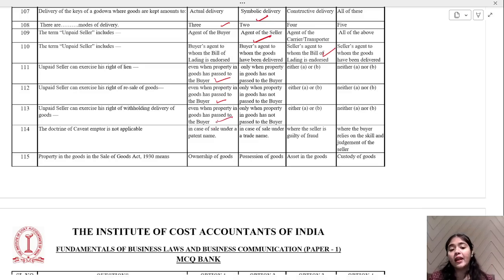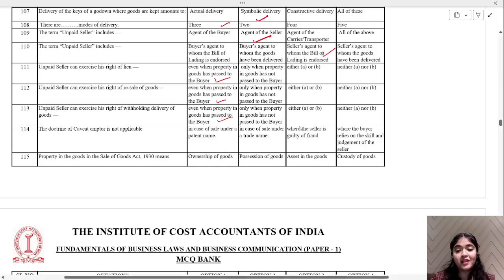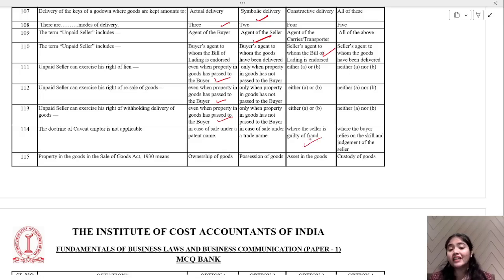Doctrine of caveat emptor is not applicable in case of sale under a patent name, in case of sale under a trade name, when the seller is guilty of fraud, where the buyer relies on the skill and judgment of the seller. Tell me which should be the correct one. Where the seller is guilty of fraud. Okay, that time caveat emptor is not applicable. Property in the goods, in the Sale of Goods Act 1930, means what?